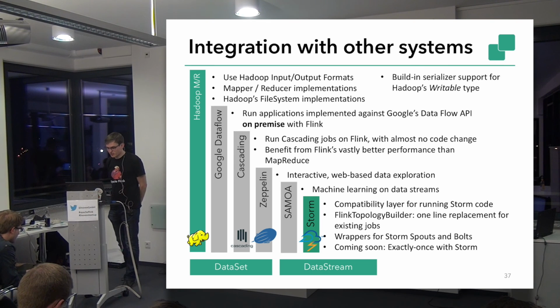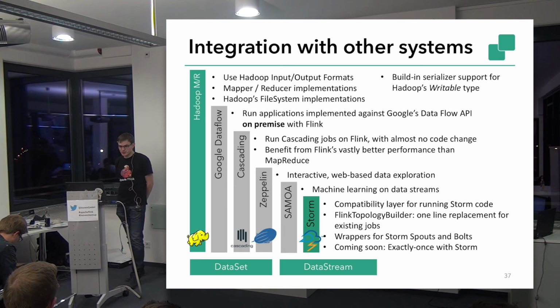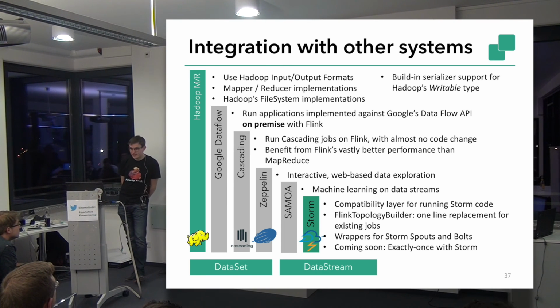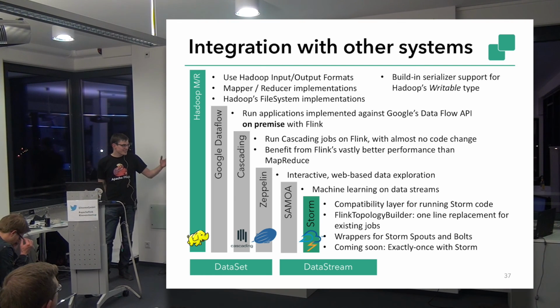Matthias also has some thoughts about adding exactly once using Flink's checkpointing mechanism to Storm, which would allow users to benefit from the performance of Flink and also get better processing guarantees while having the same code, which is, I think, pretty exciting. And it's a very easy way of getting started with Flink.